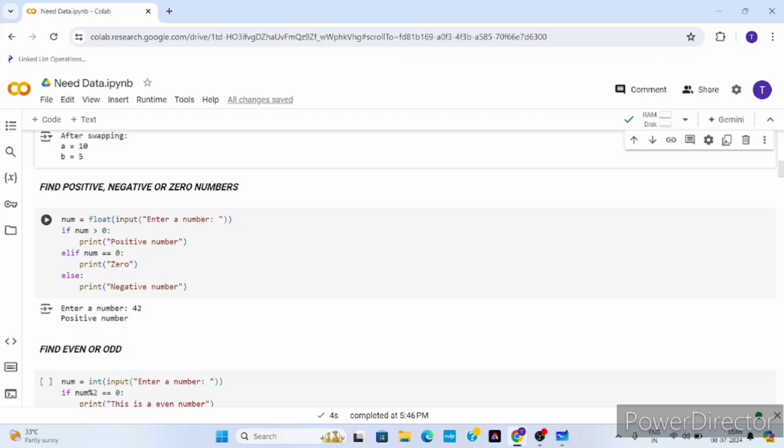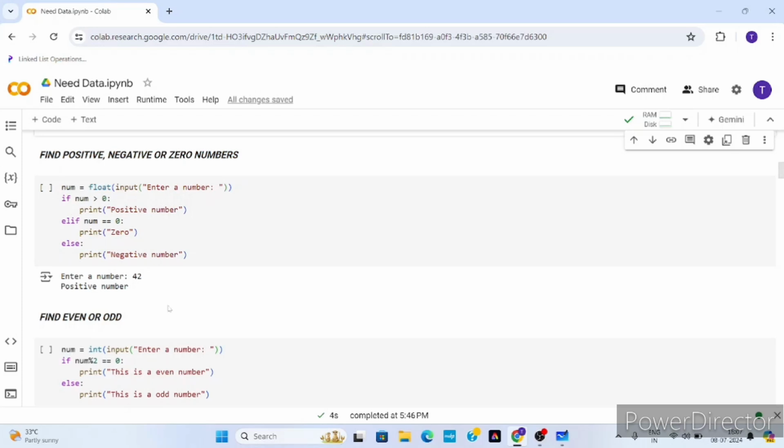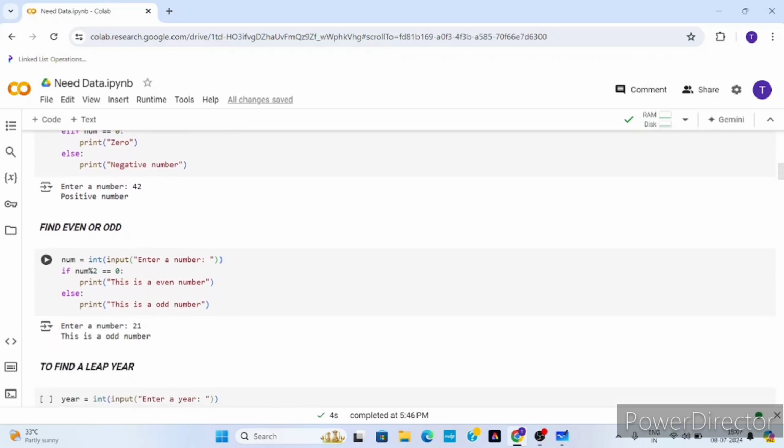So I am using an if statement for checking numbers greater than 0. If the number is greater than 0, I am just printing positive number. The elif checks whether the number is equal to 0. If it is equivalent to 0, I am just printing 0. If both conditions are not satisfied, then the number is less than 0, so I'm just printing negative number. Okay. So the user entered the number 42, so it will be printed as a positive number.